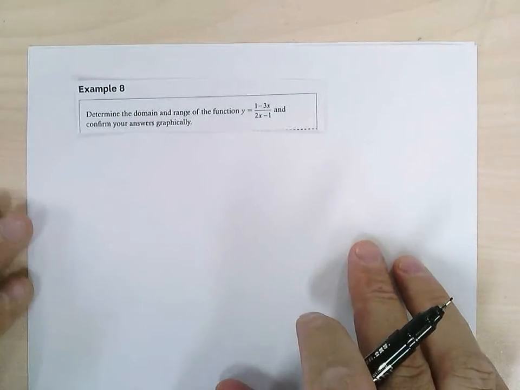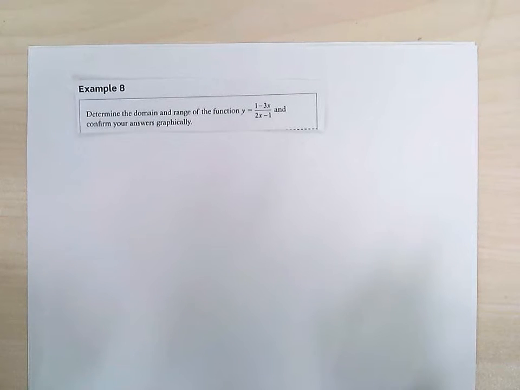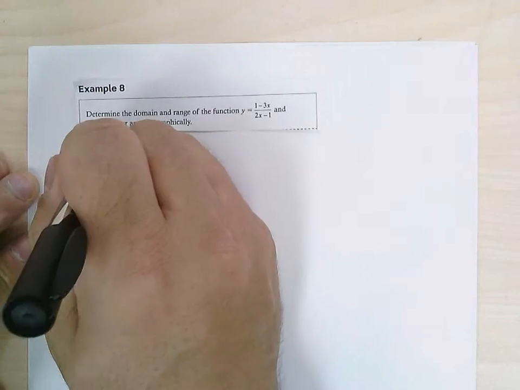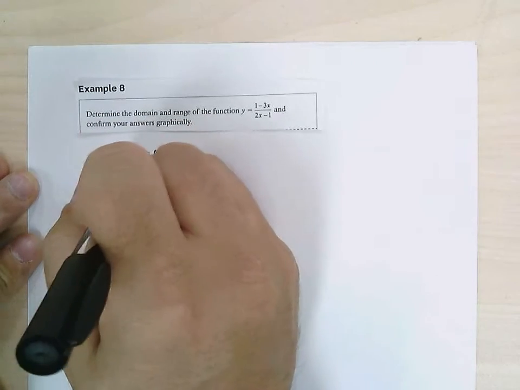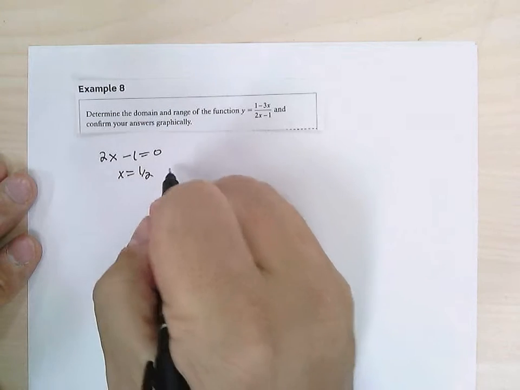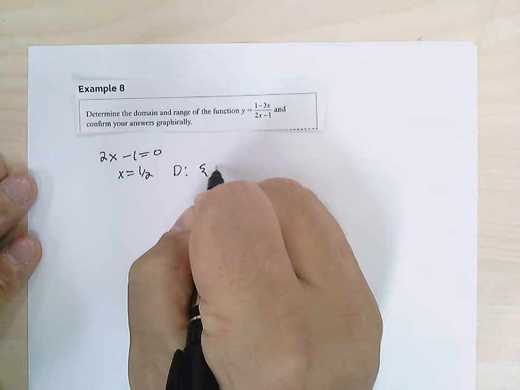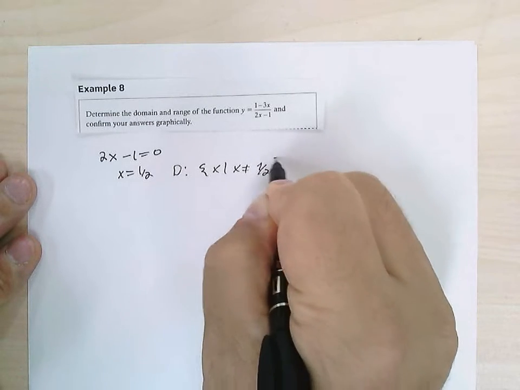Let's look at another example. Example 8. And it says determine the domain and range of the function y is equal to 1 minus 3x over 2x minus 1, and confirm your answer graphically. So just like I did before, I'm going to go 2x minus 1 equals 0, so x has to be equal to a half. So that's my vertical asymptote, and then my domain is going to be x such that x is not equal to a half, right?